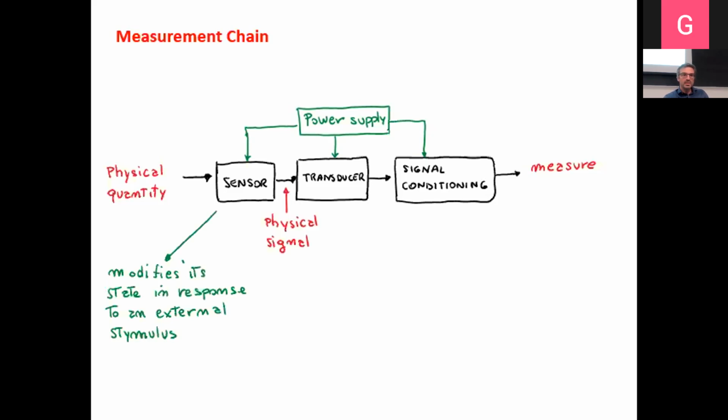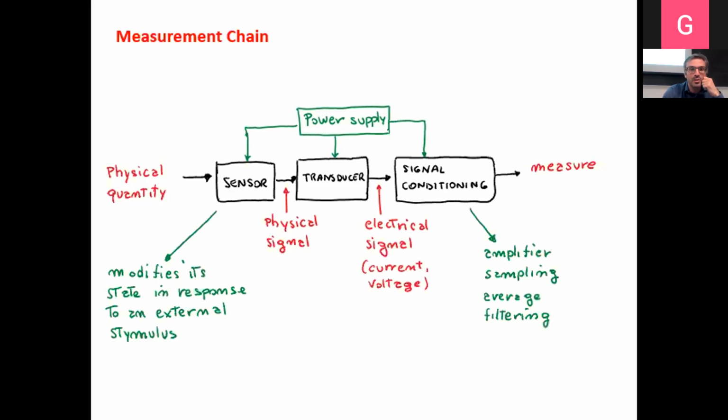The sensor modifies states in response to an external stimulus, then generates a physical signal that is transduced and converted into an electrical signal like a voltage or current. And the signal conditioning is doing the amplifying to adapt the range of the sensor to the range of the acquisition board. Filtering also, because the sensor could give a noisy output, and also doing the sampling. Sampling, we will see, is the discretization of the analog signal.